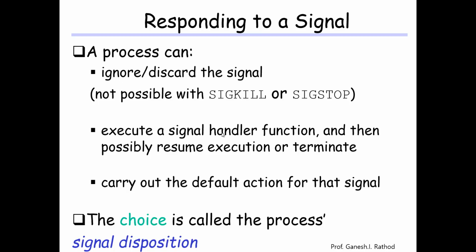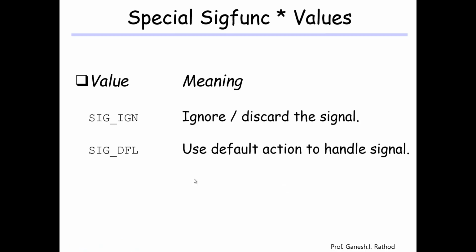Execute the signal handling function. As I told, whenever the signal comes, I can perform the signal handling function instead of performing the default action. So this is one thing that can be done, or perform the default action. That is the three things. So these are the three choices that the process can make whenever the signal comes. The value for ignoring the signal is SIG_IGN, and the value for the default action is SIG_DFL.